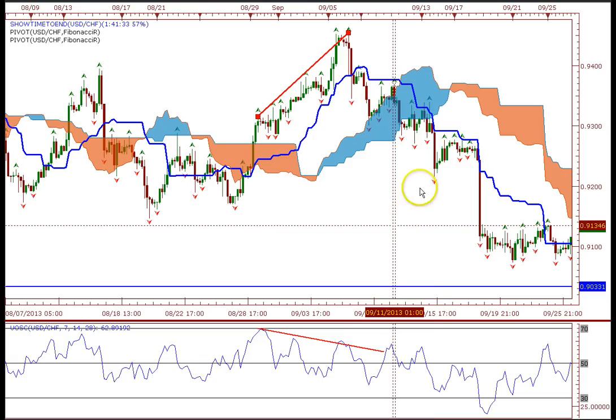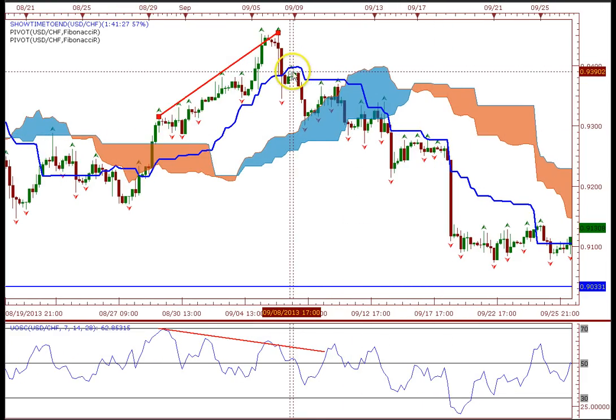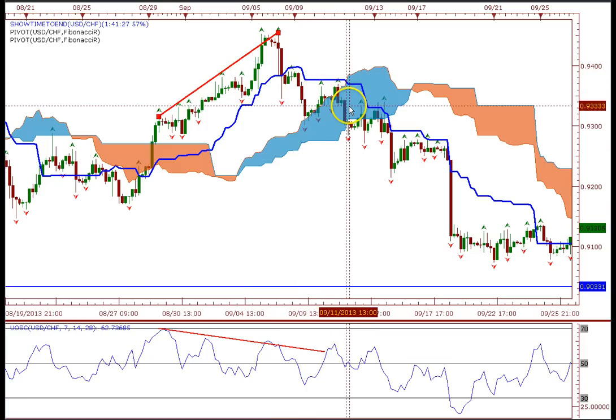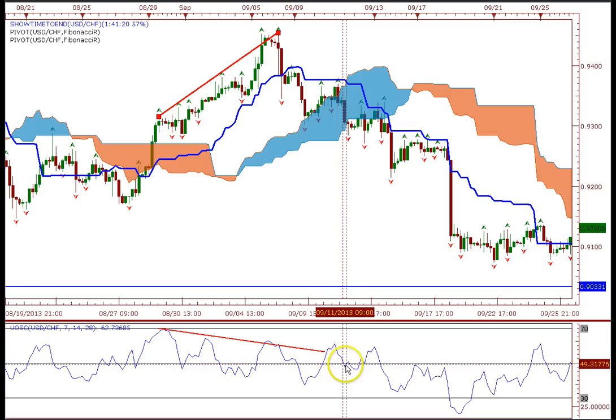So we're looking to get short as soon as we get an opportunity, and our opportunity is going to be when we break the cloud. That's going to be the breakout. So here's a little breakout right here. So you could have waited on this candle, and look where the indicator is. We're below the 50 level, so we can get into the trade.